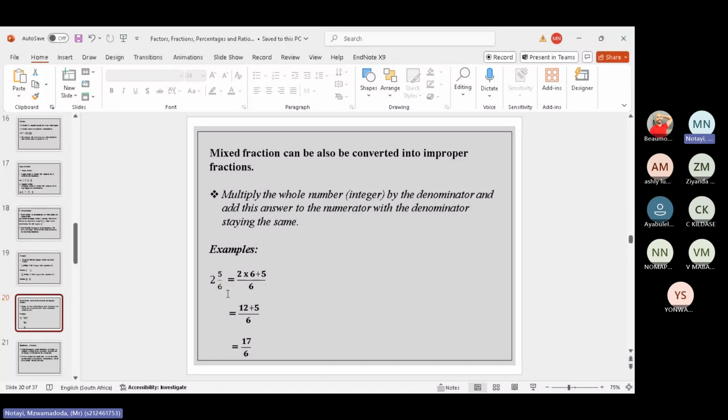We have the denominator multiplied by the whole number, and then we add the answer to the numerator, and then the denominator stays the same. So 2 times 6 plus 5 divided by 6. So we get 2 times 6, which is 12, plus 5 divided by 6 is equal to 17/6.